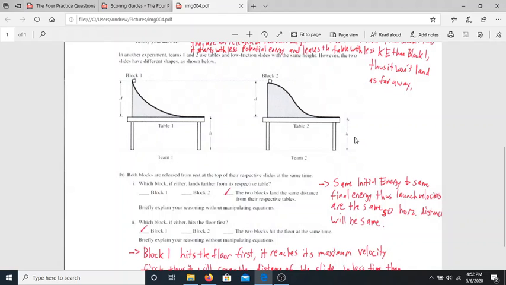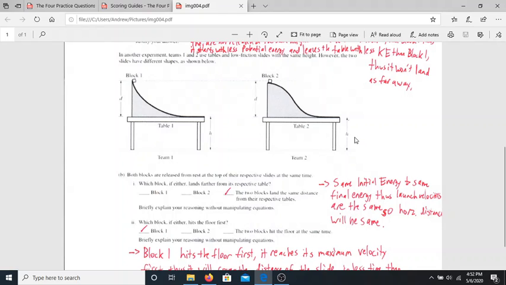Looking at this, if we go back to the energy argument, the starting energy of block 1 and block 2 is exactly the same. They both have the same potential energy. The final energy right when they leave the table is also going to be the same, because they still have some potential energy because they're at the same height, but they also now have the same amount of kinetic energy because they've fallen the same distance.